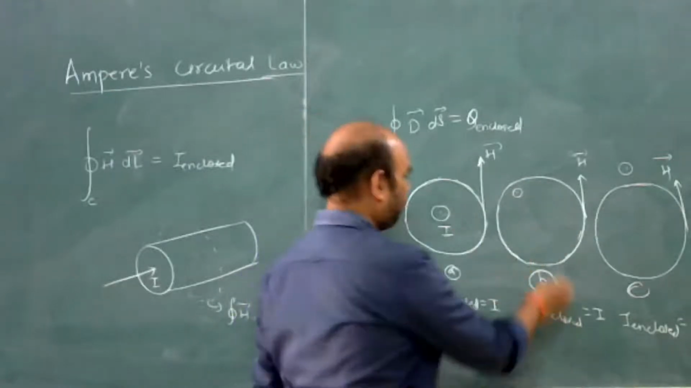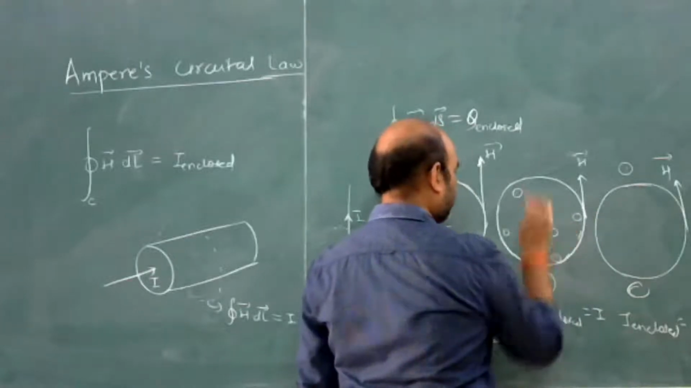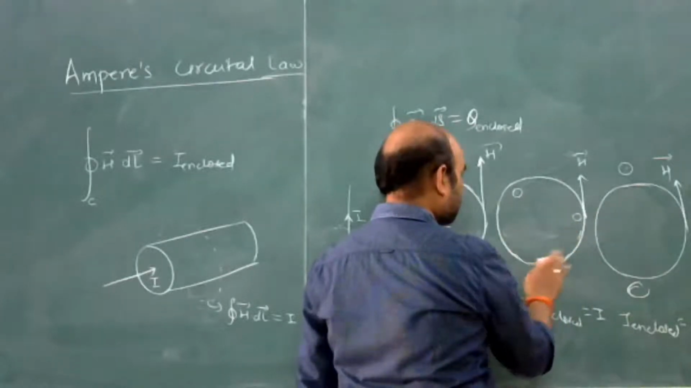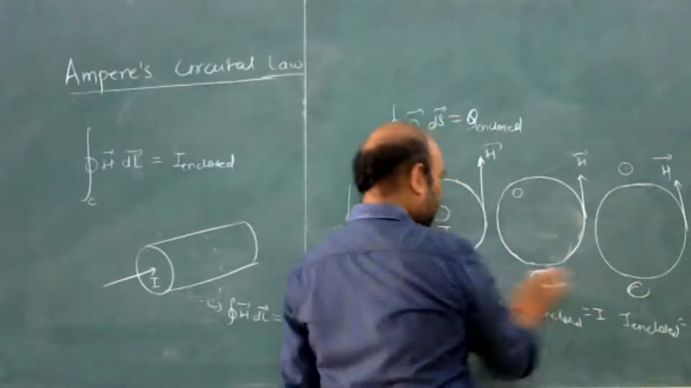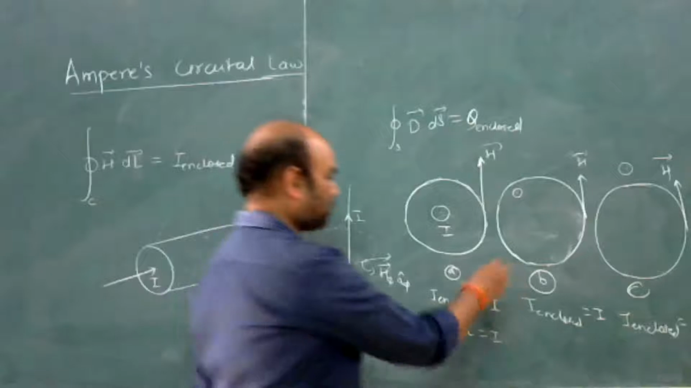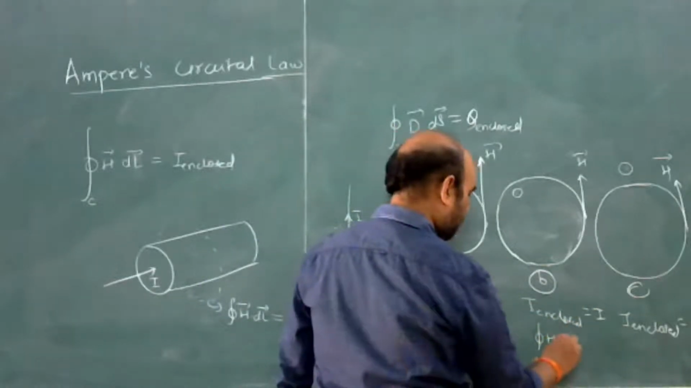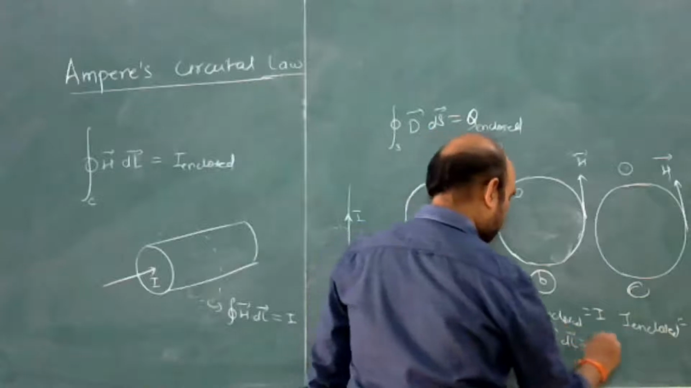It does not matter where it is kept. The thing is, this loop should enclose this conductor. In this case also I enclosed will be equal to I, and H dot dl will be equal to I.